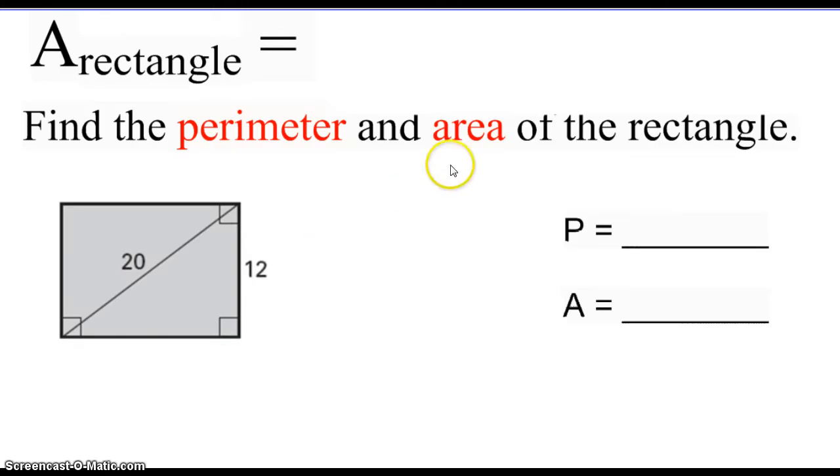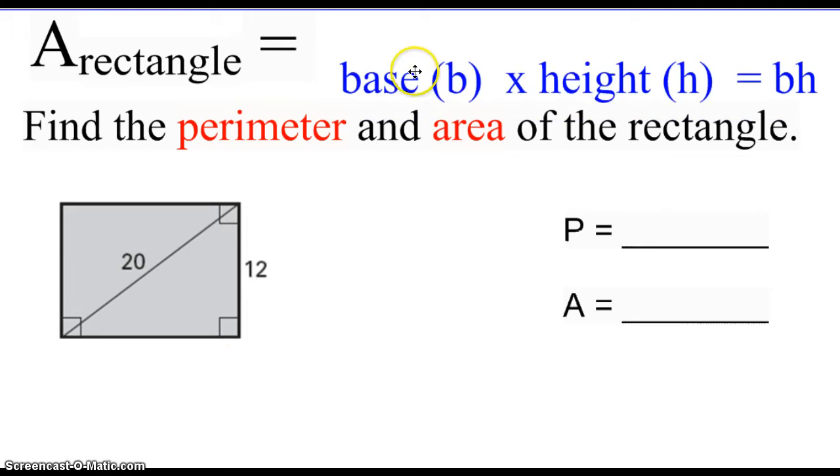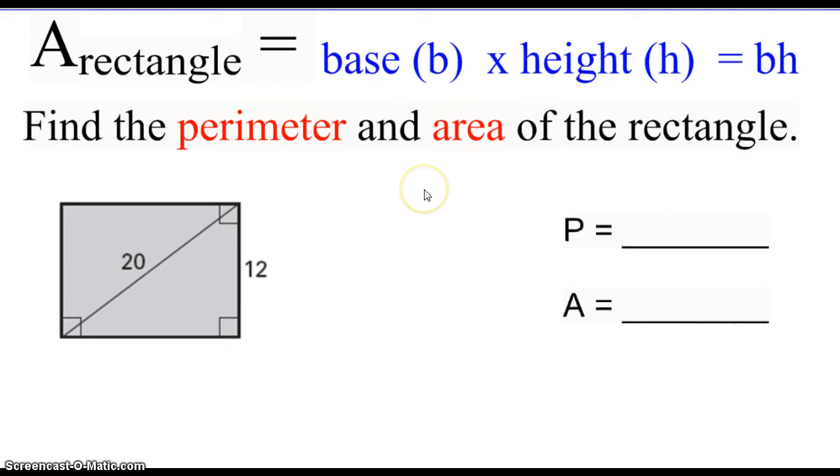So the area of a rectangle, and here's the thing, guys, you're going to be given your formula sheet for this entire chapter. I'm just going through these notes to kind of remind you of why the formulas are the way they are. So a rectangle, as we already know, is base B, height H, which equals base times height. Please be careful when you're dealing with area formulas. You want to use lowercase letters for both B and H.